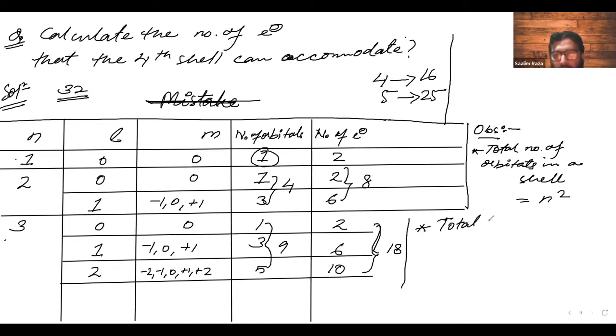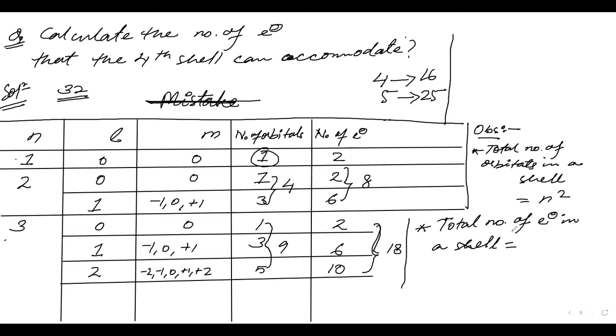Now the next thing. Total number of electrons in a shell is equal to how much? Tell me. n square into 2. Correct. That we will write as 2n square.